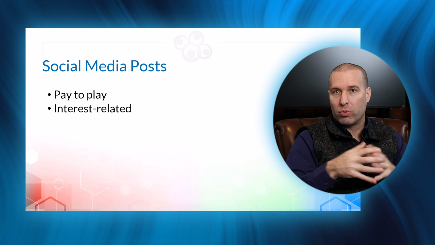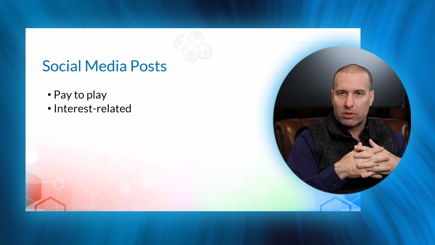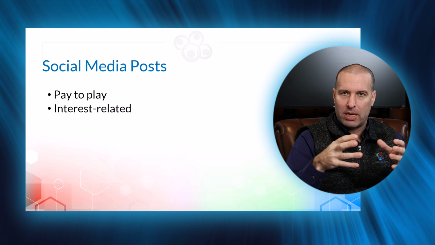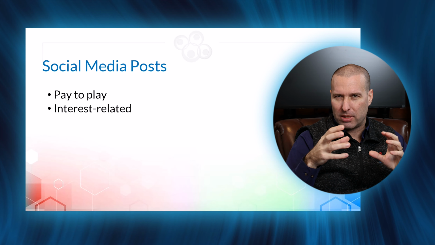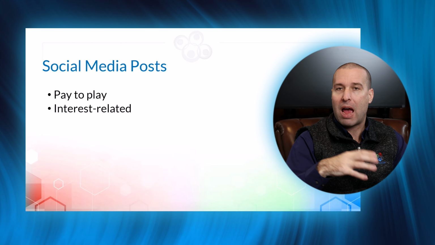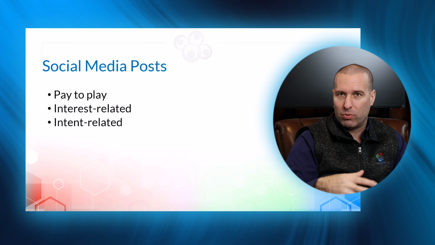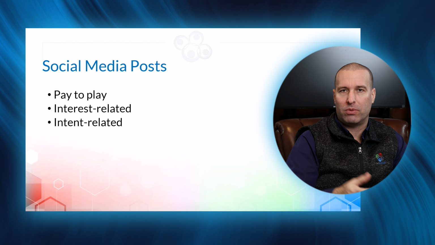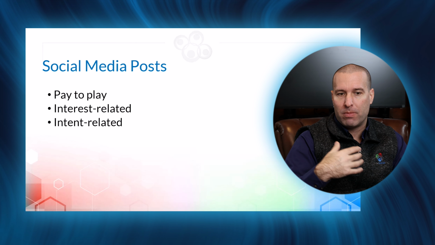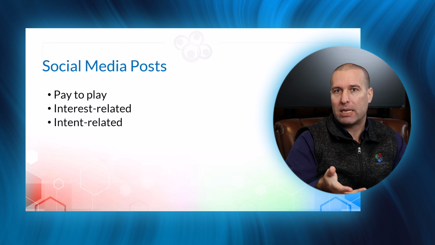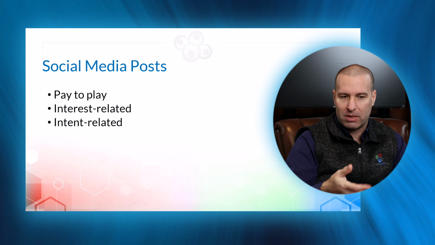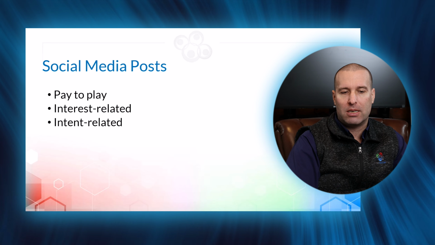So how do the algorithms work? Obviously, they're interest related. If you post something and the platforms understand that certain people have similar interests to what you shared, it'll push out to them. Intent related, what are their behaviors? What are you asking for? Are you asking them to read something? It actually might send it to people who are more likely to read stuff. Are you asking people to buy stuff? It's going to send it to people who are more likely to buy stuff.